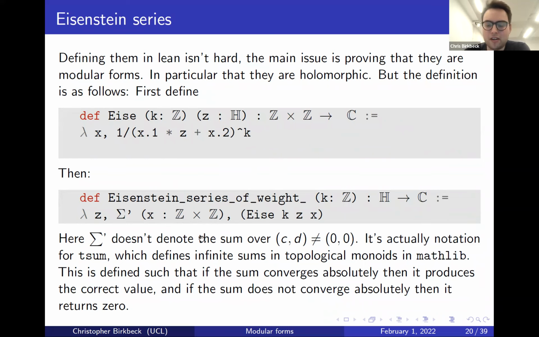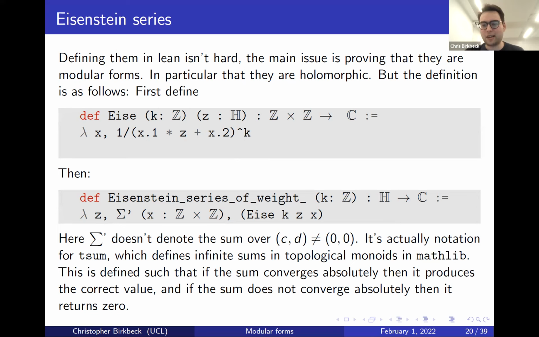Now, the prime here doesn't denote the pairs which aren't (0,0), because I just told you I don't need to worry about that. Here, the prime stands for tsum in Lean, which I think is topological sum. And it allows you to define infinite sums inside of topological monoids. And it's defined in such a way that if the sum that I'm trying to do converges absolutely, then I get the right answer. Otherwise, it just gives me 0. And it turns out that for Eisenstein series, if k is greater than or equal to 3, then these will be absolutely convergent series. So this will work out perfectly fine. This is one of the things we'll check later.